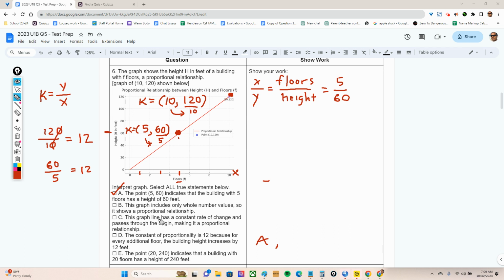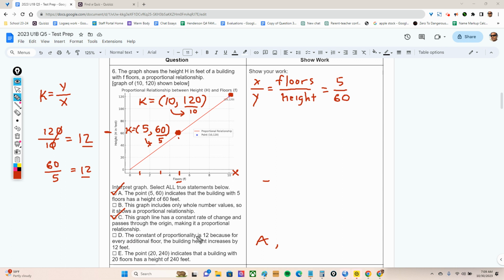The graph line has a constant rate of change and passes through the origin, making it a proportional relationship. True. Constant rate of change means the 12 and the 12. It stays the same. It's constant. Passes through the origin, and it's a straight line. So that one is true.